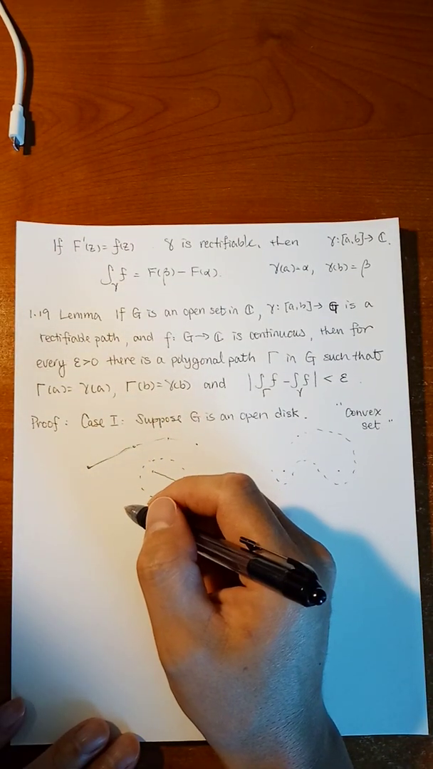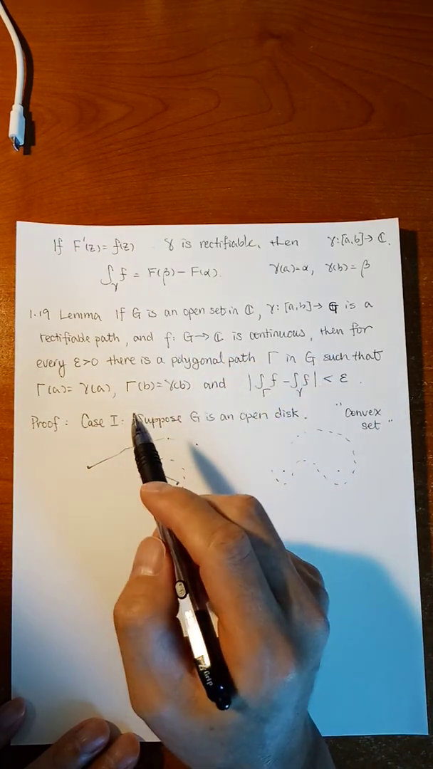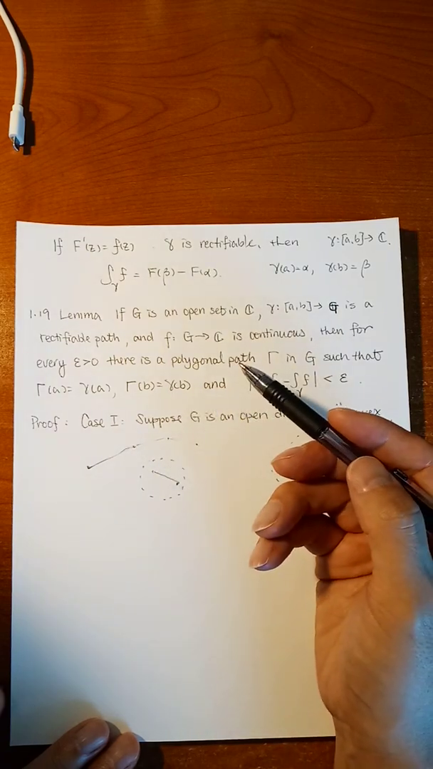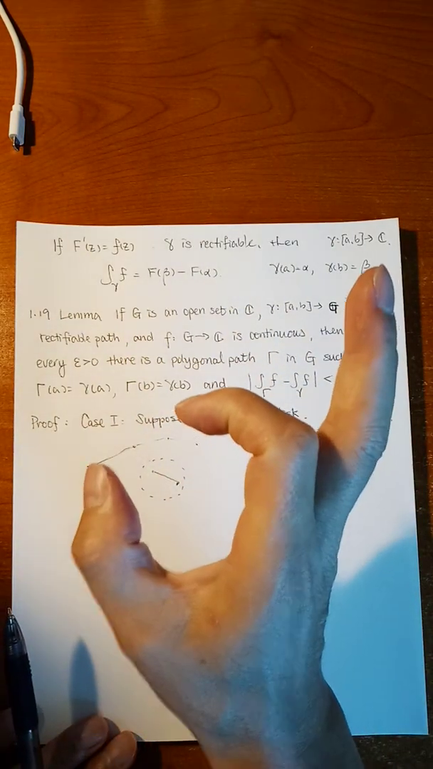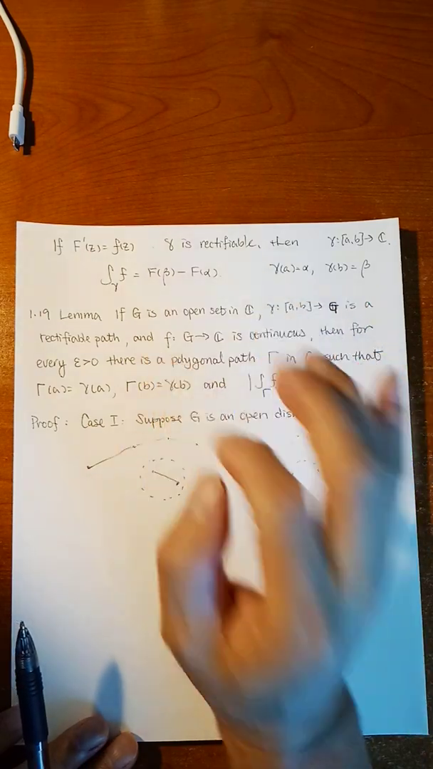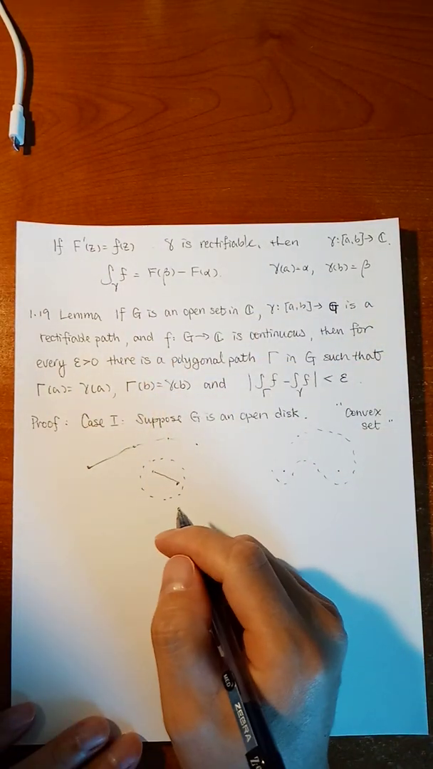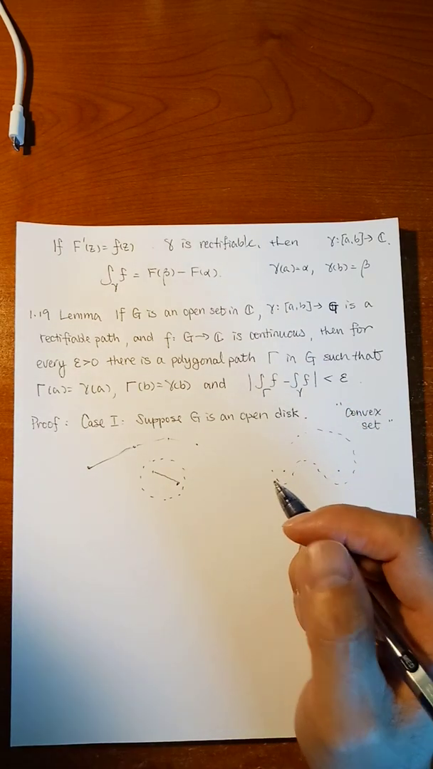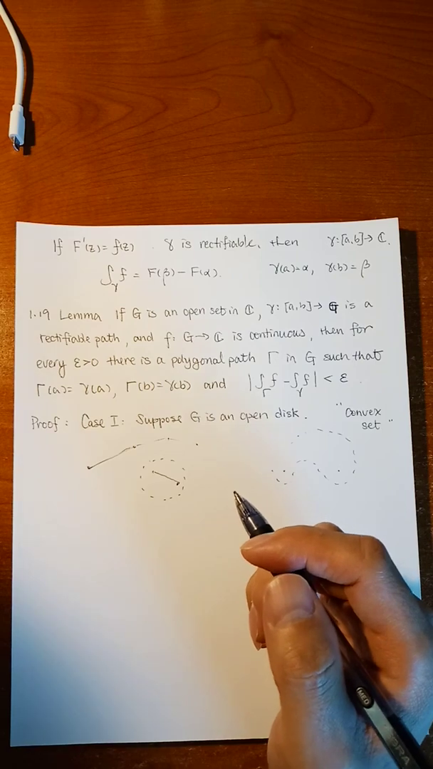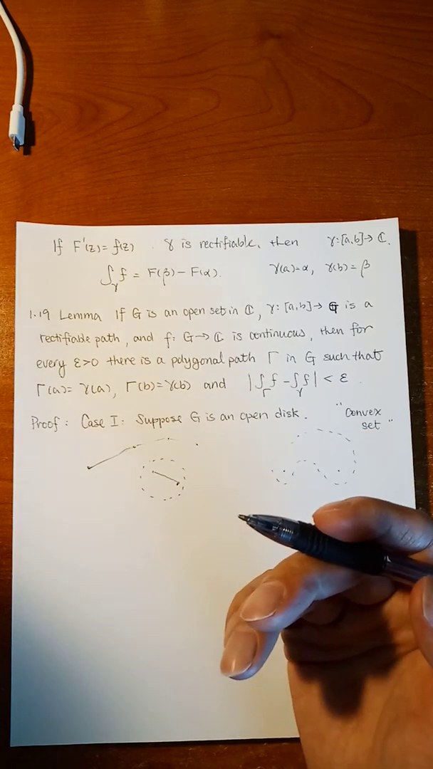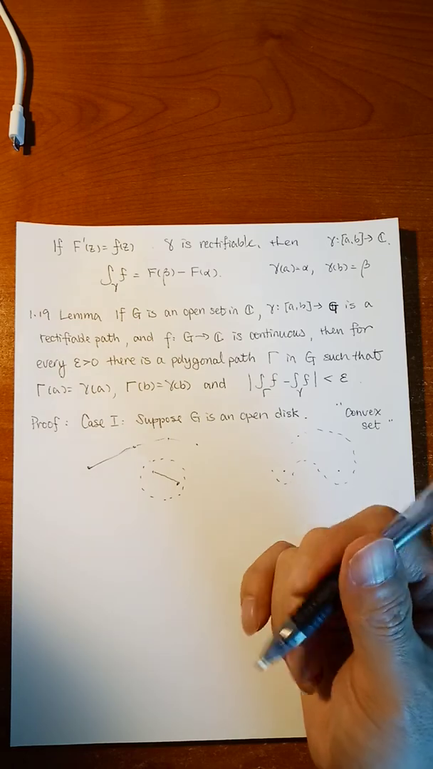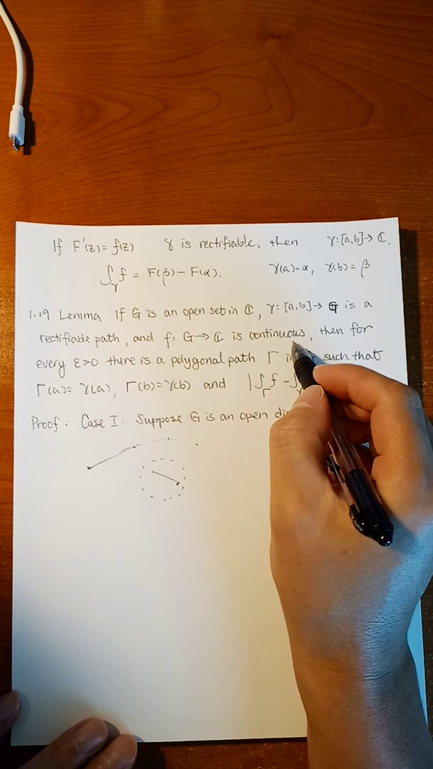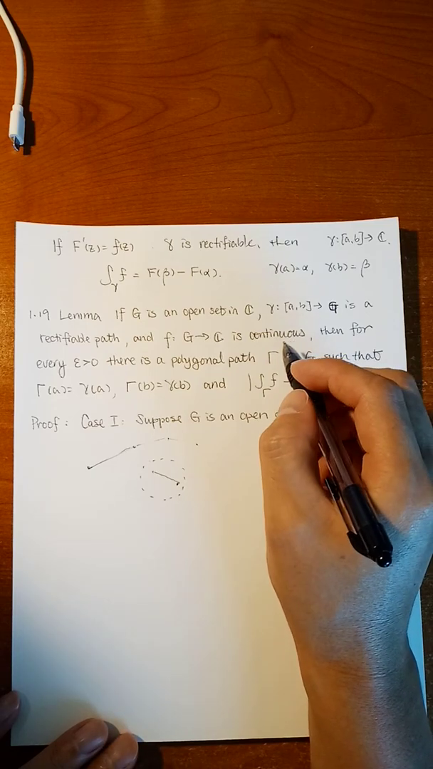We have a continuous map f from G to C. On an open set, a continuous map is just a continuous map. But if you have a compact set, then the continuous map will become a uniformly continuous map, right? Uniform continuity is better than continuity because it is stronger. So let's see if we can make this continuous uniformly. How do we do that?